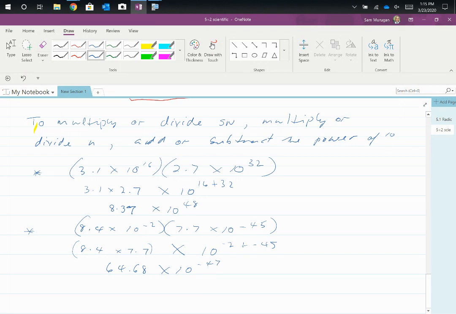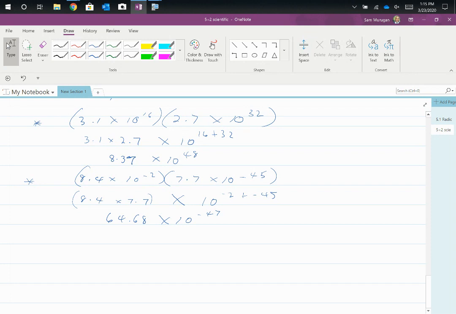But 64.68 is not a number between 1 and 10, so we would have to go backwards one decimal place to make it 6.468. And if we go backwards, we add 1 to the power. So negative 47 plus 1 is negative 46. So this becomes negative 46 here.